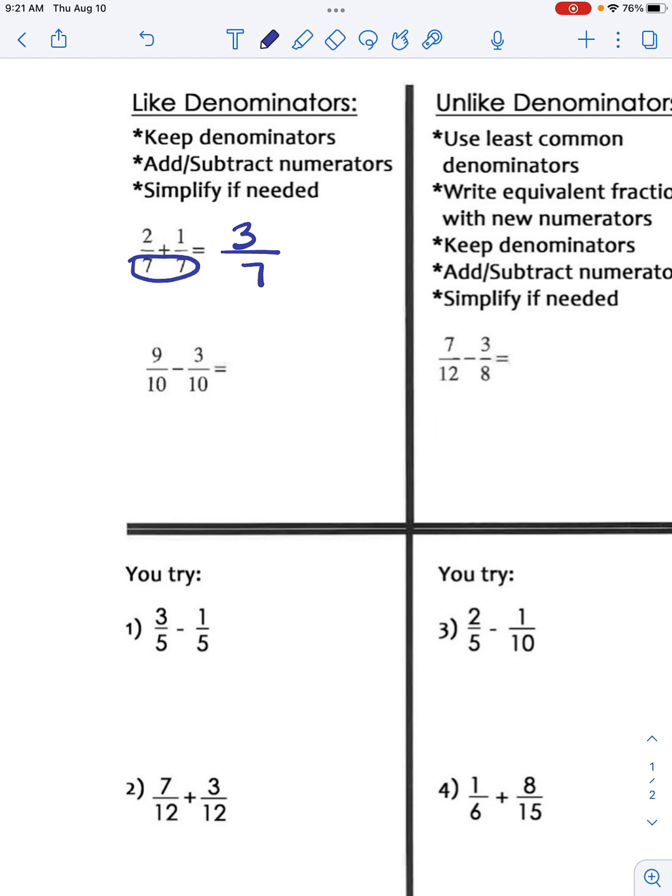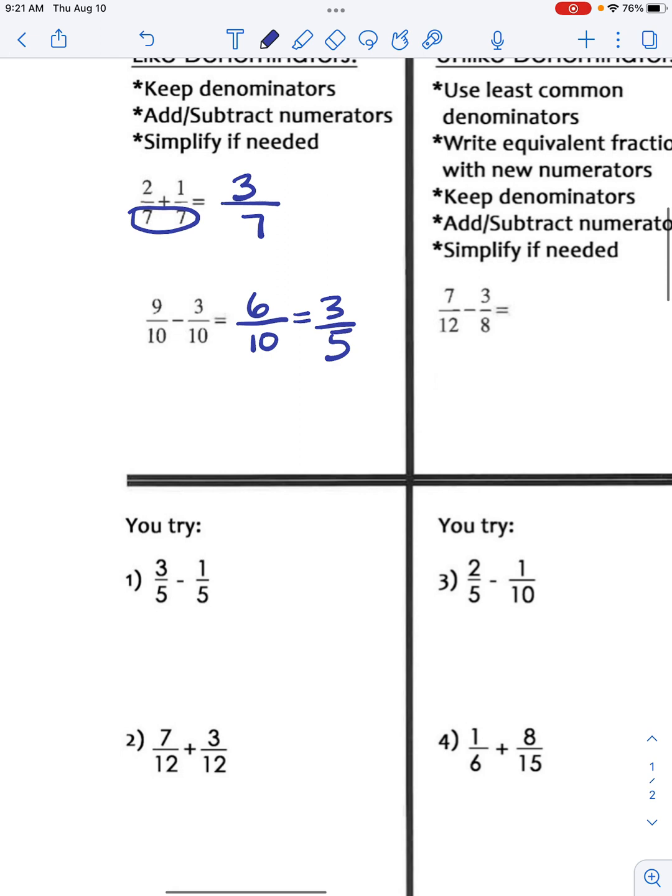Same for subtracting. If we have the same denominator, in this case we do, we're going to just subtract the 9 and the 3 to get 6. Remember that you always want to simplify your answer. So since 6 and 10 are both divisible by 2, we can make this 3/5.